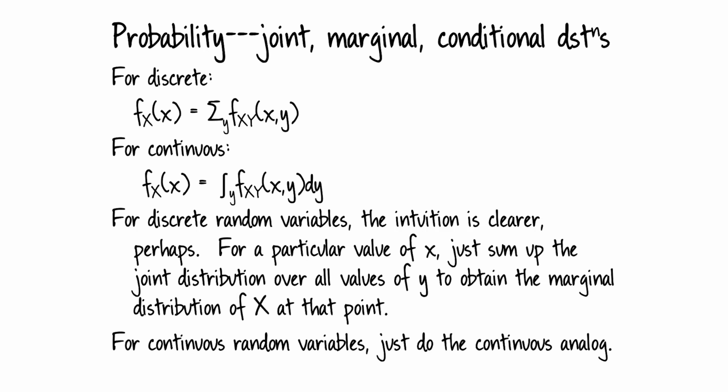So what's the intuition behind this? Well, for discrete random variables, for a particular value of x, we just want to sum up the joint distribution over all the values of y to obtain the marginal distribution of x at that point. So if we want to know the probability that a random variable x is equal to little x, for instance, we want to sum up the probabilities from the joint distribution of all of the pairs for any possible value of y.